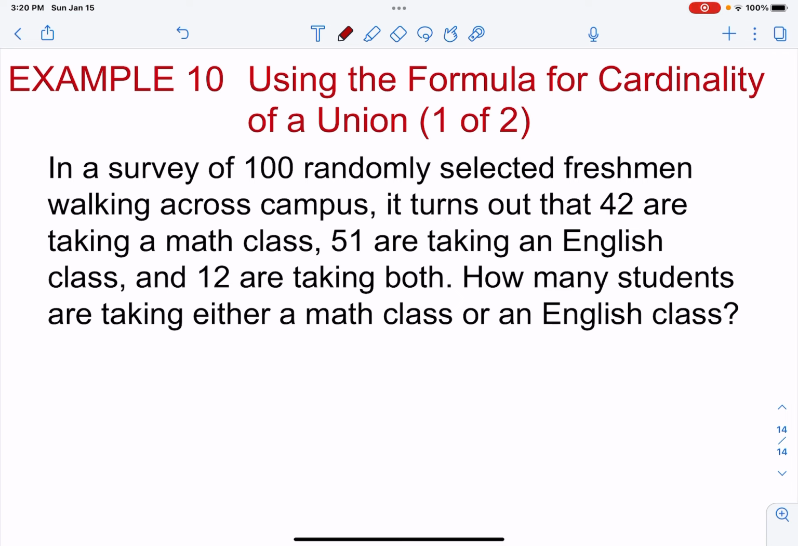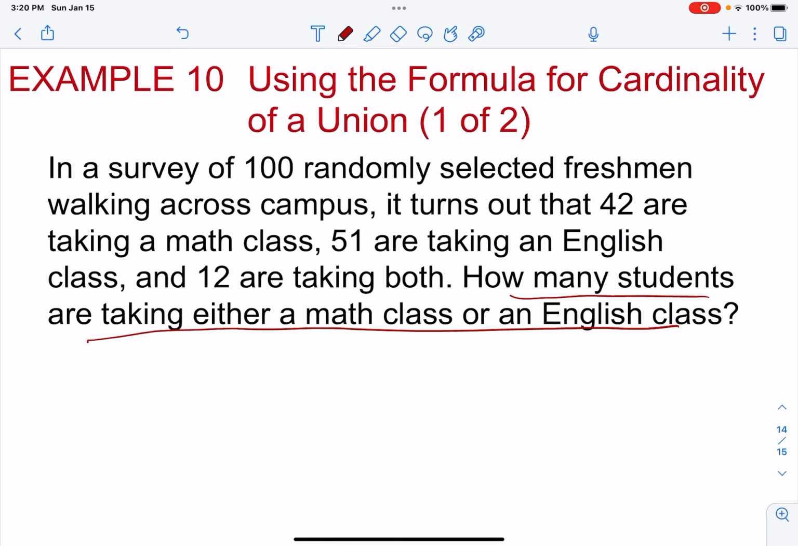In a survey of 100 randomly selected freshmen walking across campus, it turns out that 42 are taking math class, 51 of them are taking an English class, 12 are taking both, and how many students are either taking math or English? So we're looking for that union.